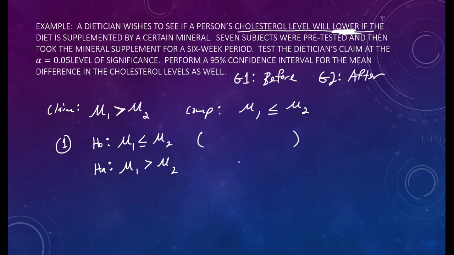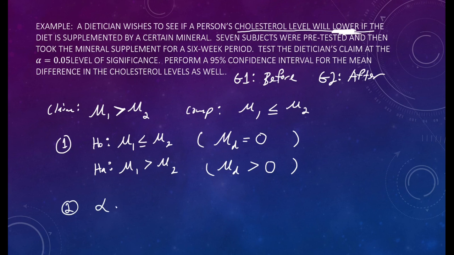Now, again, there is a difference in notation from the textbook. From the textbook, they'll say the mean difference is equal to 0 for the null hypothesis. They always use an equal symbol for the null hypothesis. For the alternative hypothesis, they're going to say the mean difference is greater than 0. So again, be aware that there is different notation for the null and alternative, but they mean the same thing.